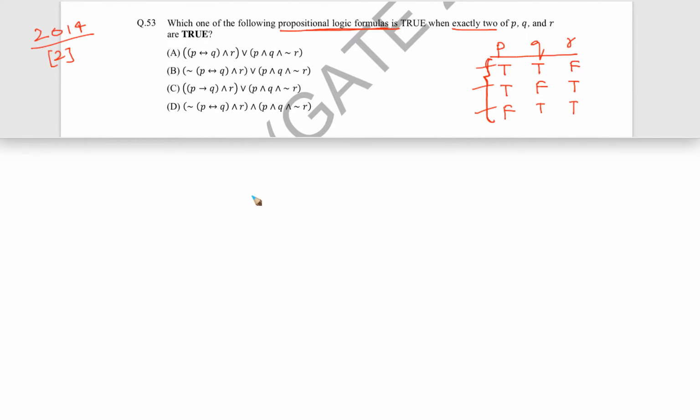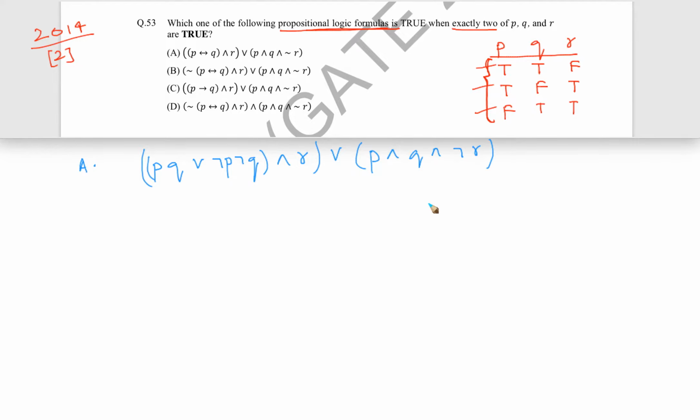So let's first see the first formula. The first formula is saying that P is equivalent to Q, and P is equivalent to Q can be written as PQ or not P, not Q. When I write PQ, it simply means P and Q. So this and R, or P and Q and not R.